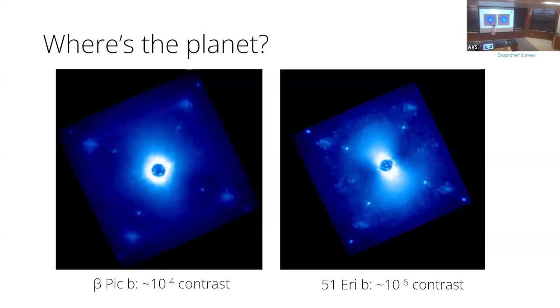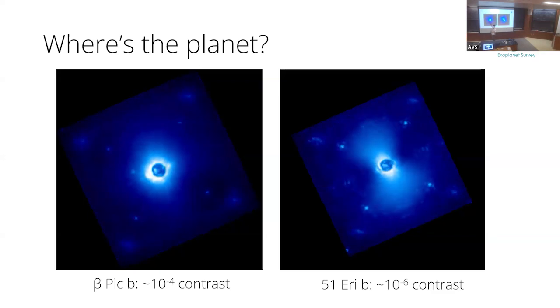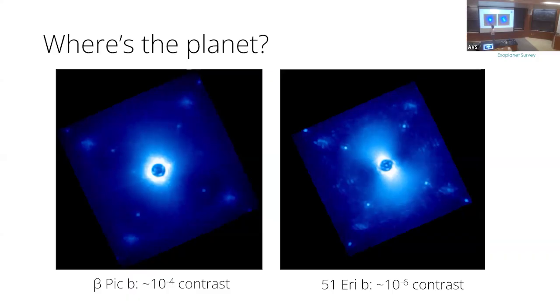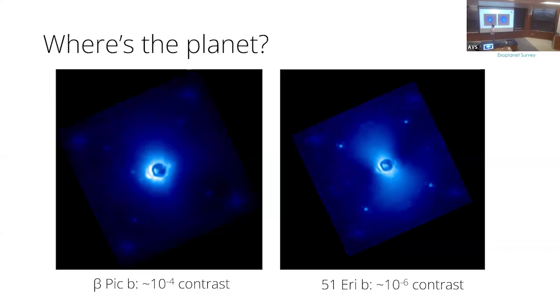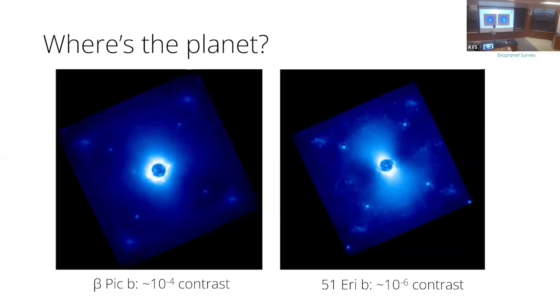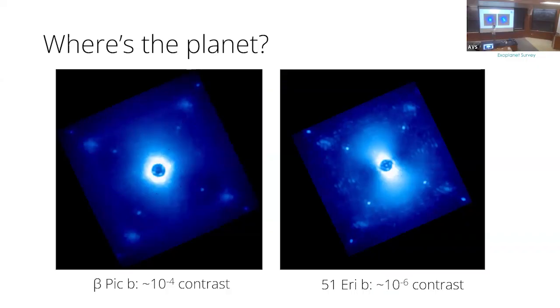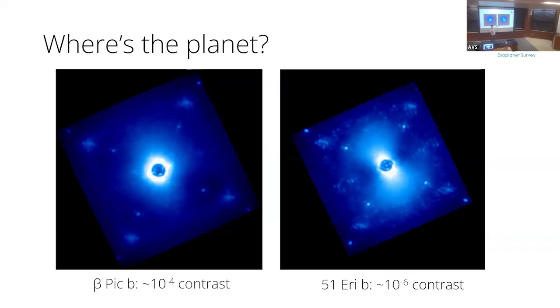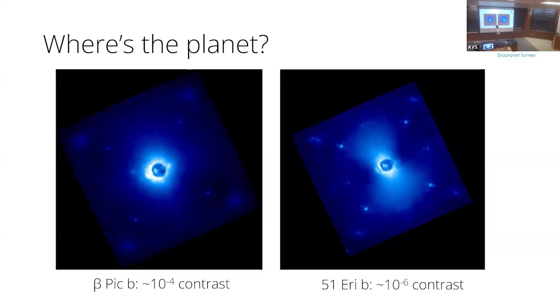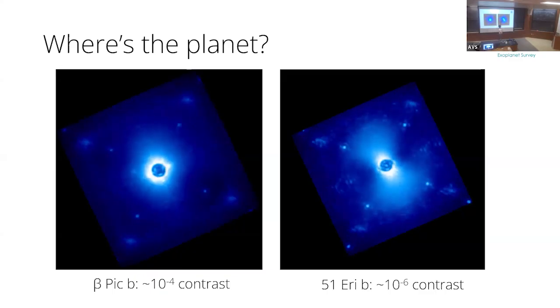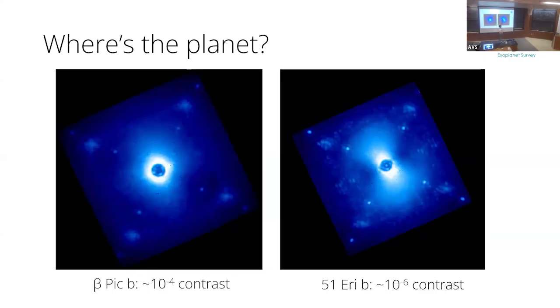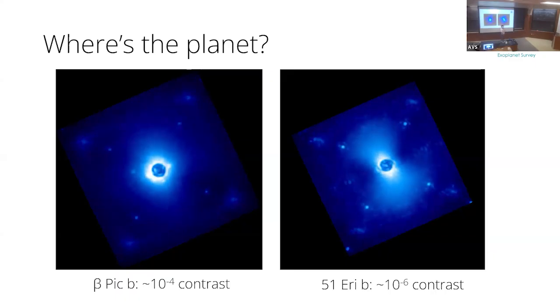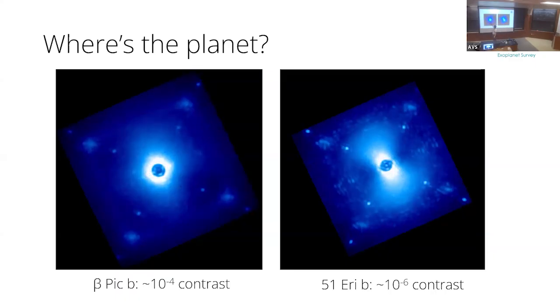Here? Yeah. All right, you think it's there? Anyone, any other guesses? 2 o'clock. Here? This thing? This one? Okay, how about here? Where's the planet? Top left. No, closer. There? All right, so indeed, Beta Pic b is right here.